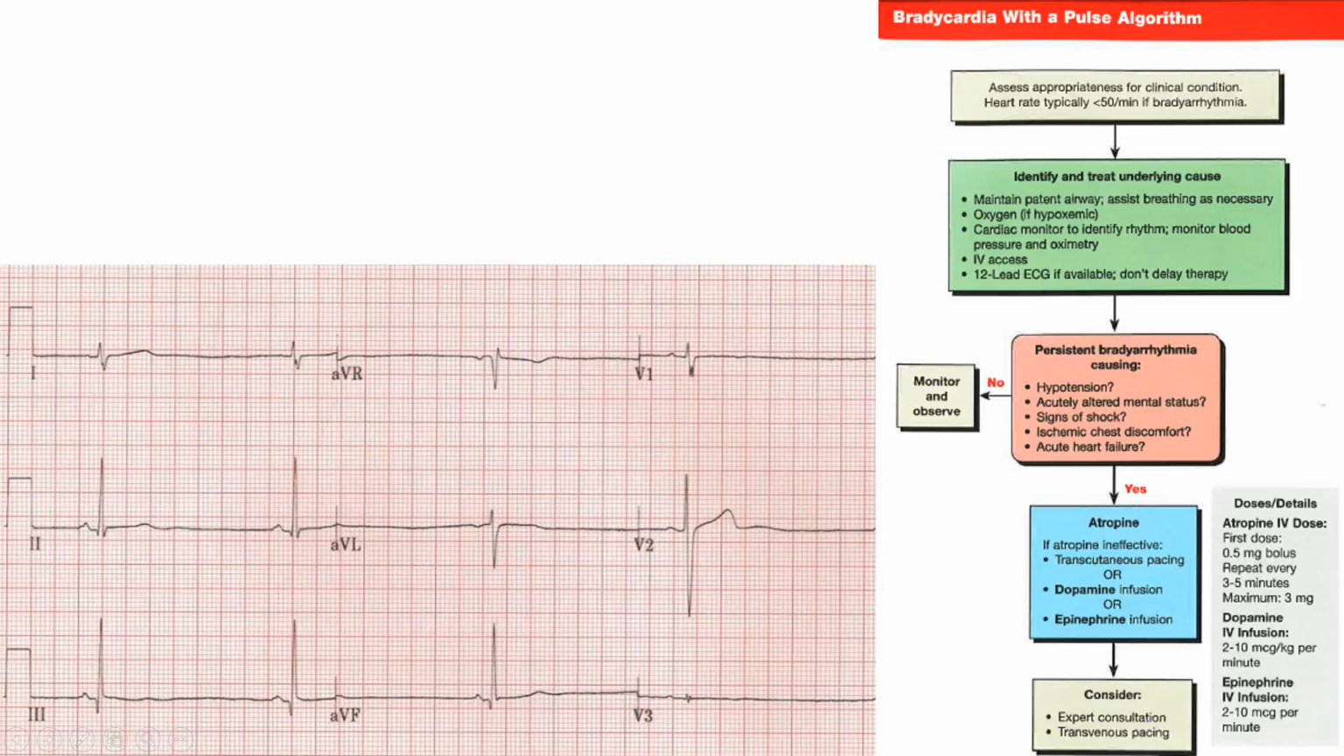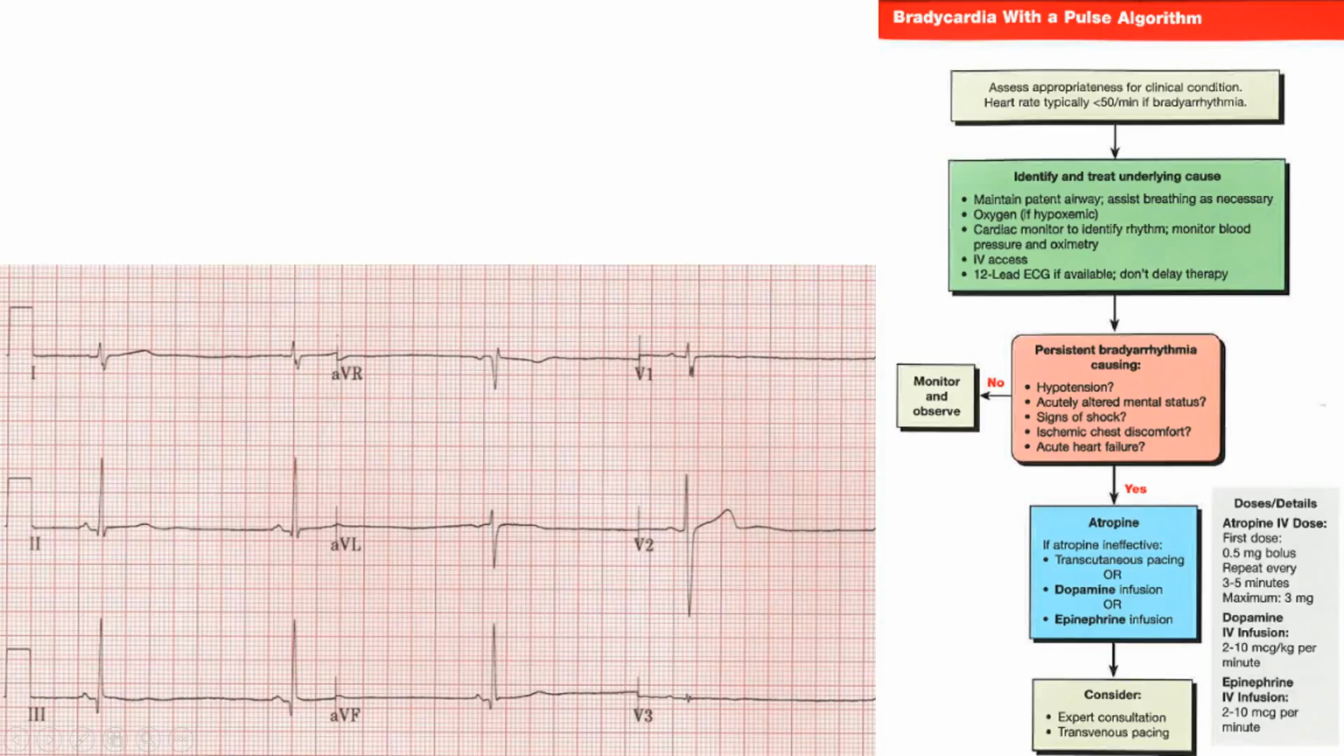So maintain a patent airway, which means you want to keep their mouth and their esophagus, their breathing, the whole pathway there to their lungs open. You have to tilt their head back and whatnot. Assist breathing as necessary. I mean, you might have to give them some puffs, and you may need to give them oxygen if hypoxemic, if they don't have enough oxygen.